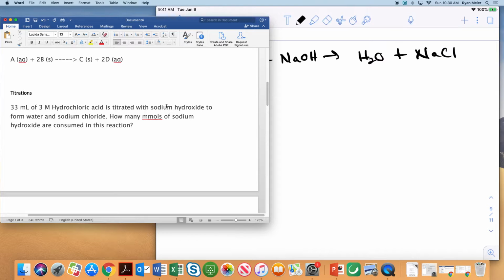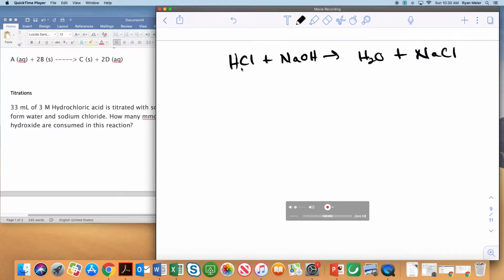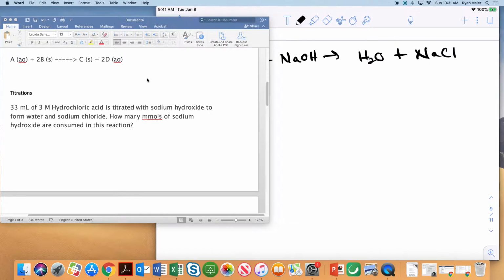And it's important that I showed this is a 1-to-1 ratio, because if this was not HCl, let's say it was sulfuric acid, H2SO4 plus NaOH, it would take 2 sodium hydroxides to neutralize all of the acid in the balanced reaction. That would change how many millimoles of sodium hydroxide we would need if our acid had more than 1 proton. But in this case, it doesn't. It's 1-to-1, so that keeps things easy.